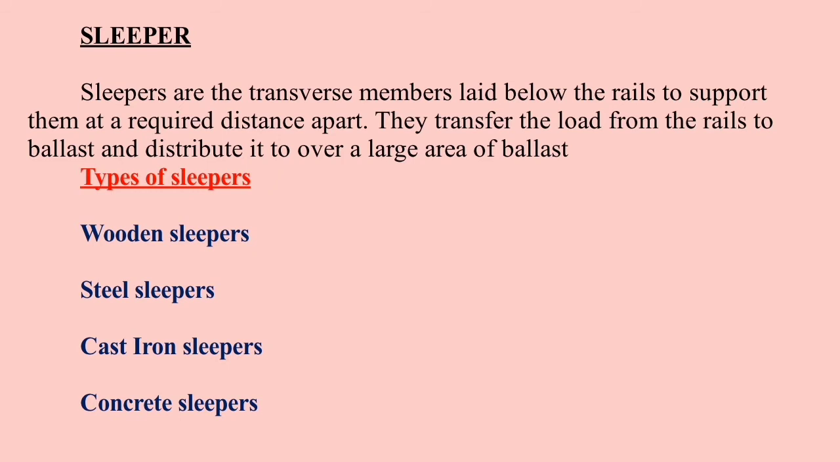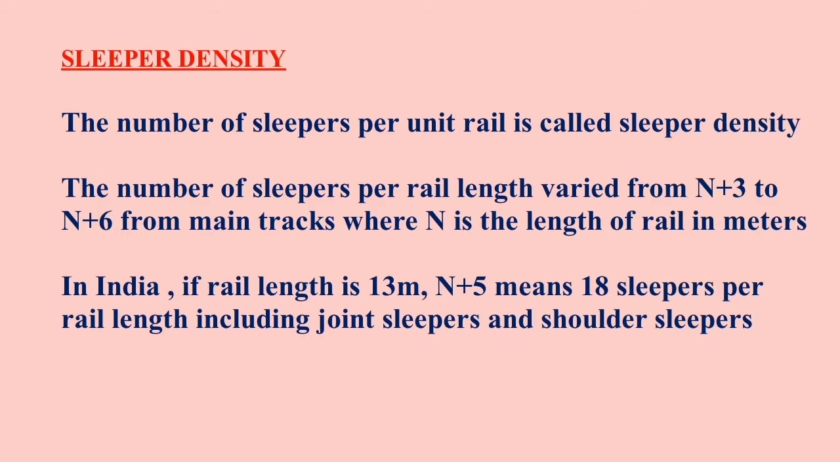Now the fourth one, concrete sleepers. The concrete sleepers are not affected by natural decay or insects, etc. They have a long life of 40 to 60 years under normal conditions, and they may be of RCC or pre-stressed concrete. Now let us study the term sleeper density. The number of sleepers per unit rail is called sleeper density.